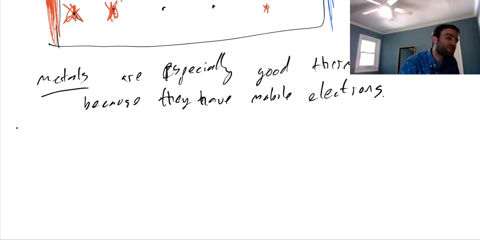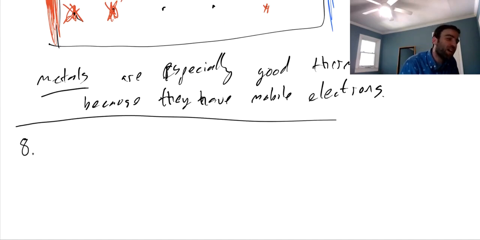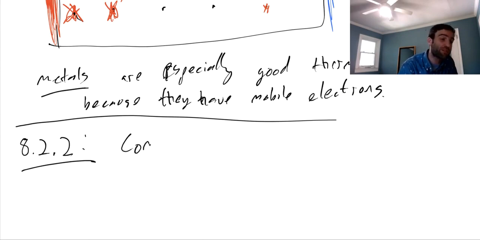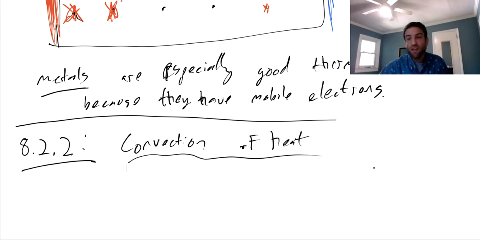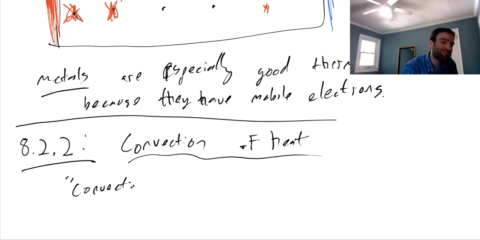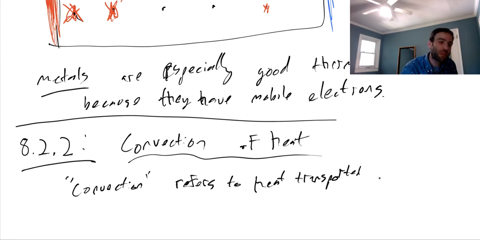Okay, so that's conduction. Another really important mechanism of moving heat around is convection. Convection of heat. Okay, so convection refers to heat transported by a moving fluid.